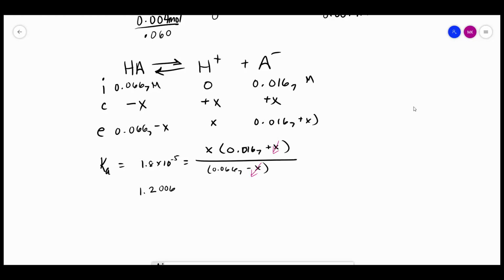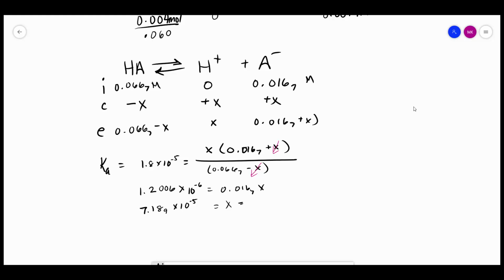And I get 1.2006. I'm leaving this in my calculator. That's why I'm going to give you all of the digits times 10 to the negative 6. And that equals 0.016, drop the 7, x. Divide both sides by 0.0167. And I get an x value equal to 7.189 times 10 to the negative 5th.